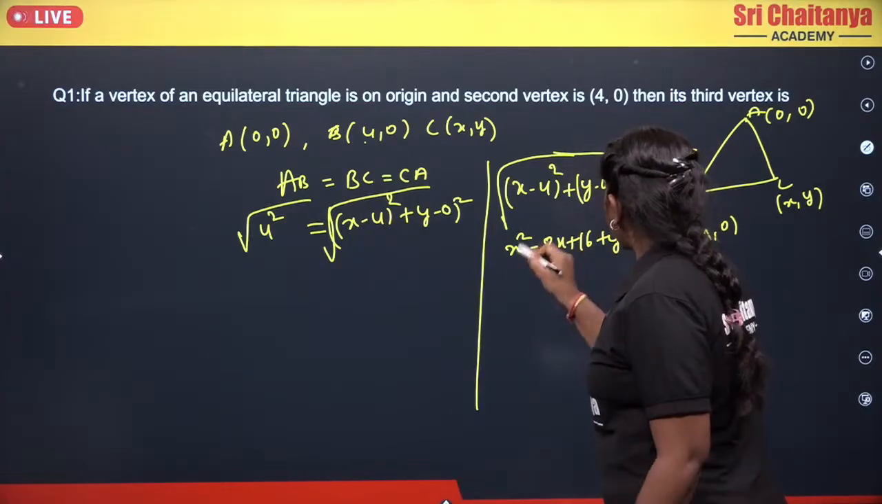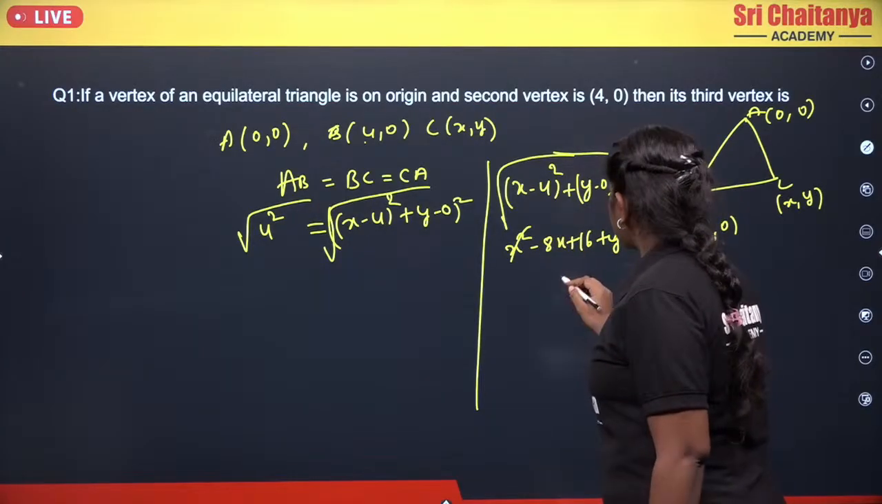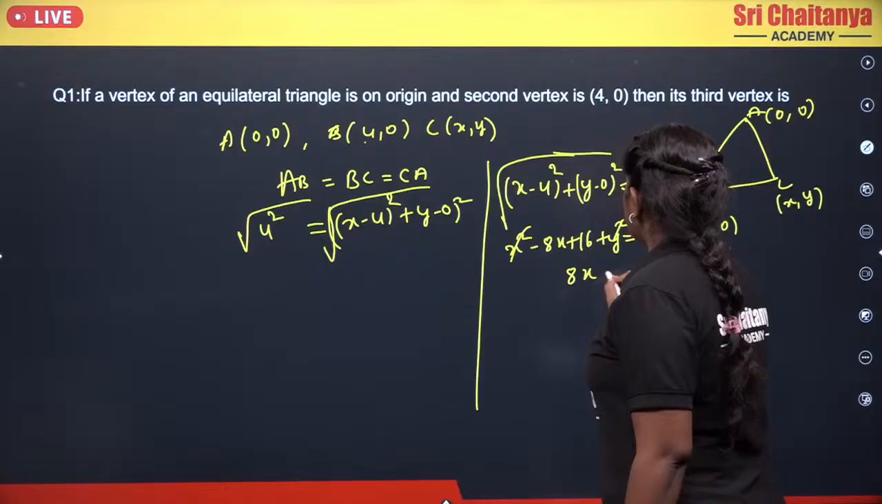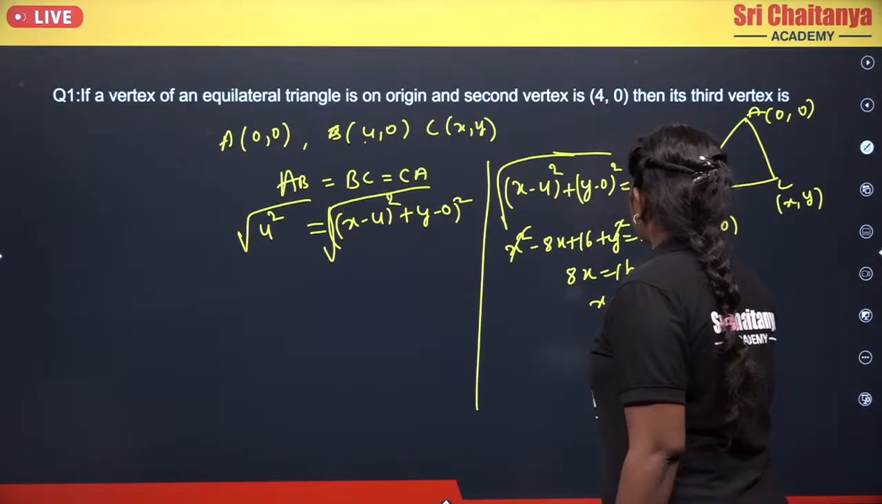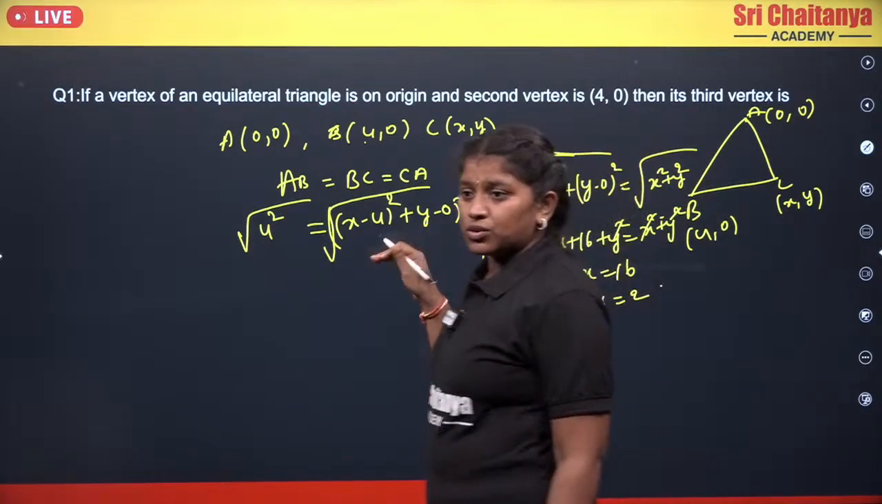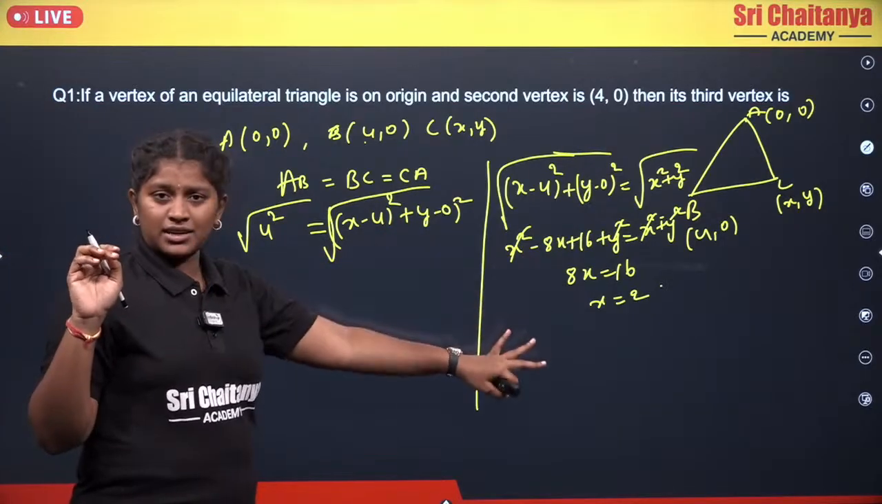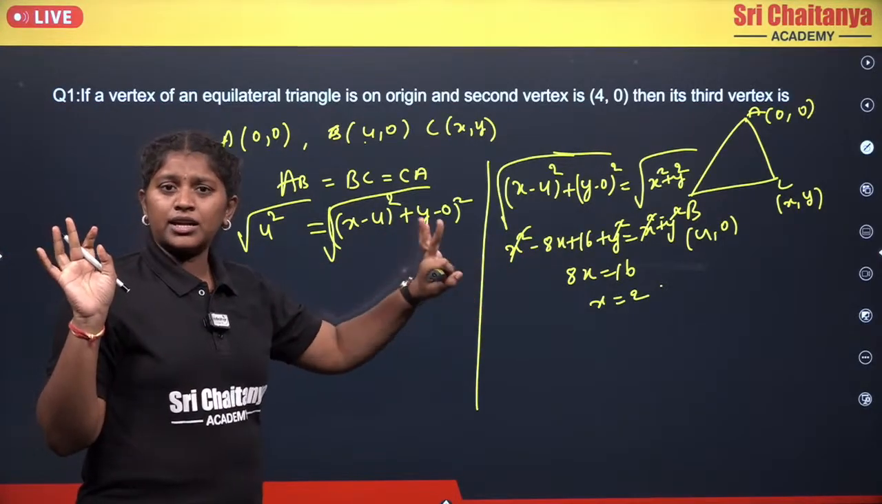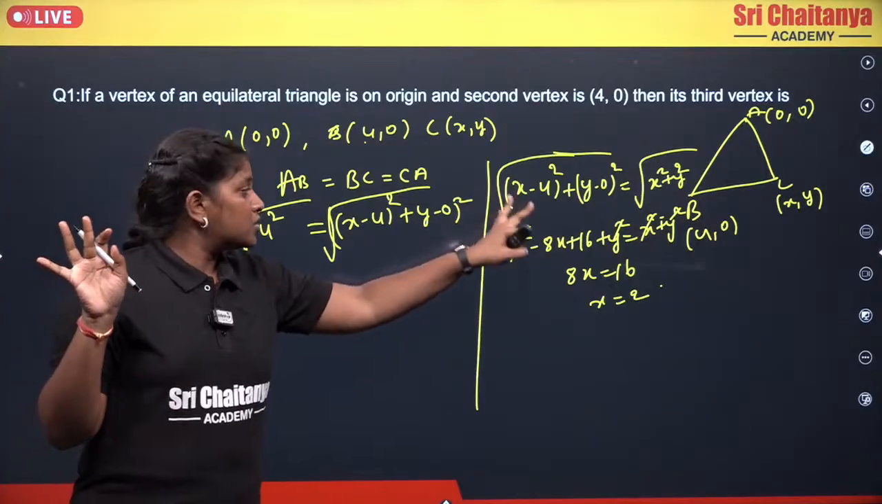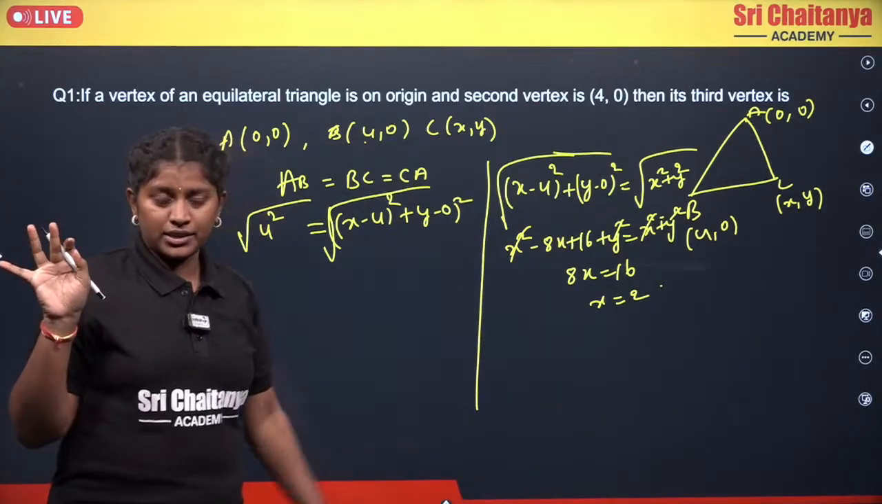Okay. So now x square, y square cancel. So 8x equals 16, so x equals 2. Clear? So this is a very simple calculation. I think you can just understand this, because we have already done the pair of linear equations, right? So that part is only calculation that I did here.